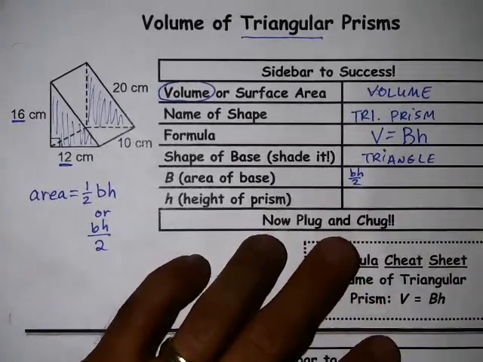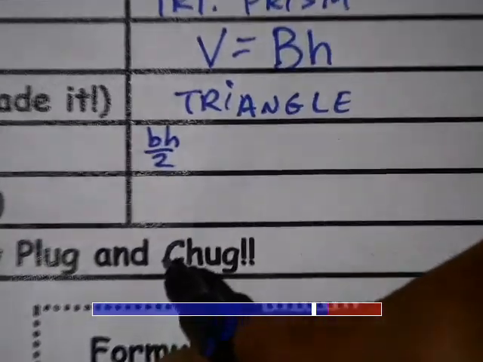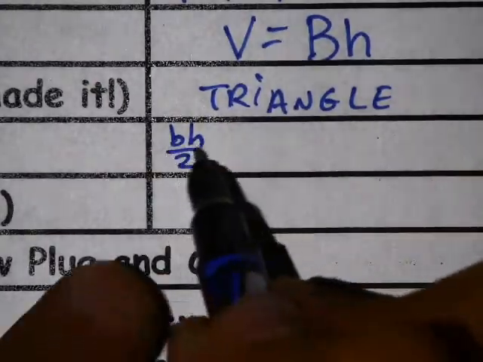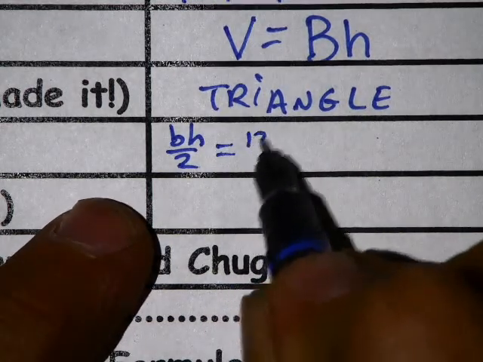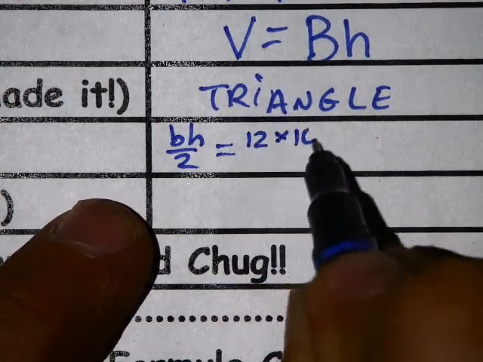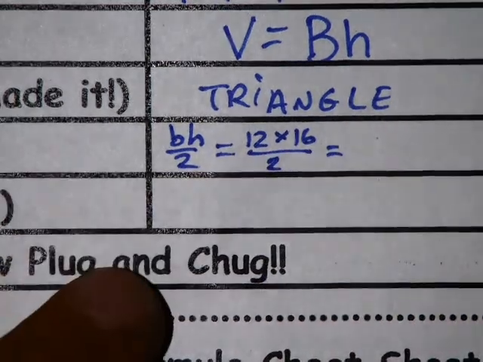I know that's kind of small, but it's hard to see. And I zoom in a little bit just for doing this part. Base times height divided by 2. Again, our base was 12. Our height of the triangle was 16. And then we're going to divide that answer in half.